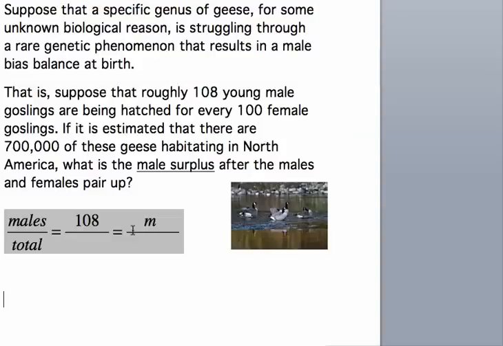On the right hand side of the equation over here we have m representing the males, the unknown variable, but then we don't have a denominator, and that would be the total, referring to the entire population. So if m represents the total number of males, then the total down here should be my obviously 700,000 geese.